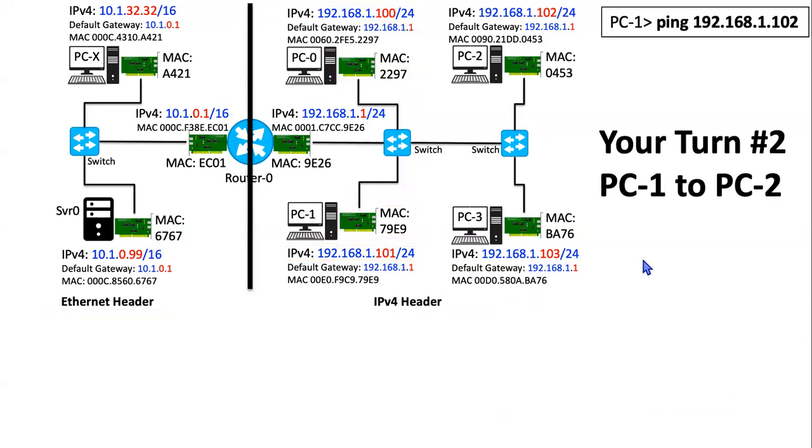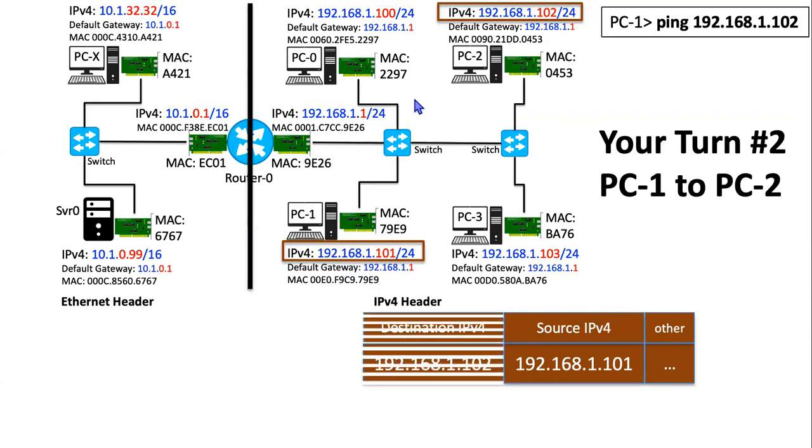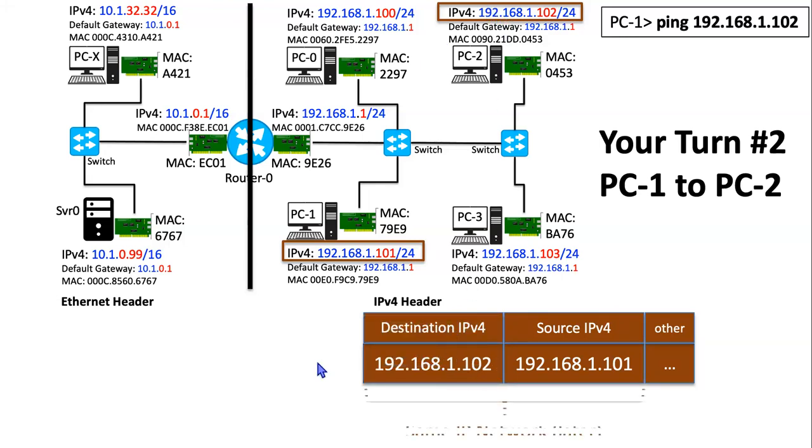All right, so what about PC1 to PC2? Let's just do one more in the same network. Don't worry, we're going to see what happens sending something to another network in a moment. All right, so PC1 says my IP address is 192.168.1.101. The destination IP address is 192.168.1.102. Same IP network again.